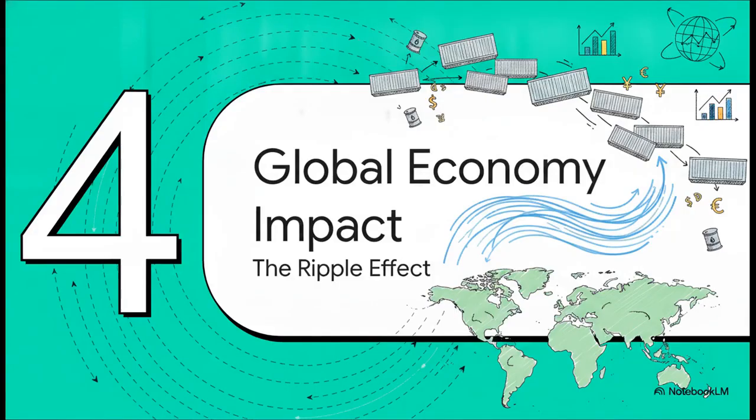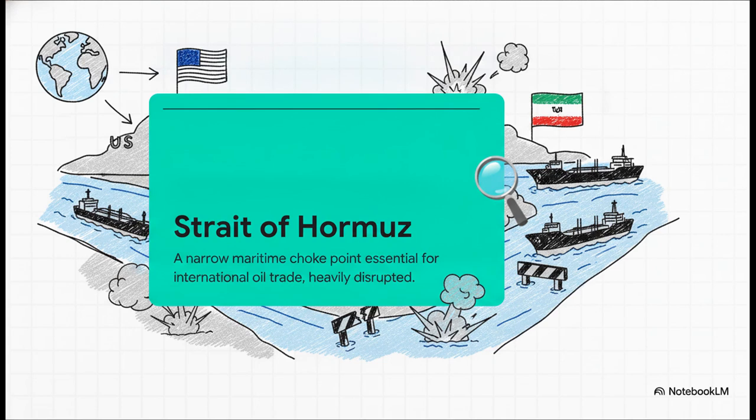All right, Section 4, Impact on Global Economy, the Ripple Effect. This is not just a Middle Eastern crisis, it is a massive global economic event. To understand exactly why, we have to look at the geography, specifically the Strait of Hormuz. This is a critical, incredibly narrow maritime choke point that is absolutely essential for international oil trade. A huge percentage of the entire world's energy supply passes through this specific body of water.